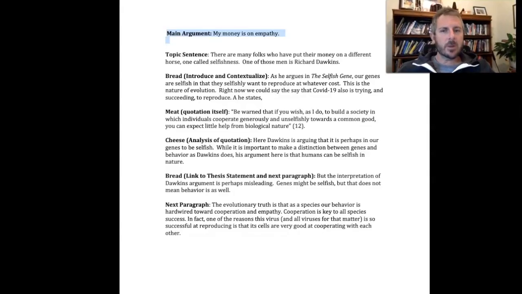So there's 7 main components to integrating quotations into a paragraph. Now that goes for integrating quotations into an essay, into a blog, into an open letter, really anything that you're writing, you really need to contextualize. Contextualization is the most important thing when you're integrating a quote into a piece of writing, right?